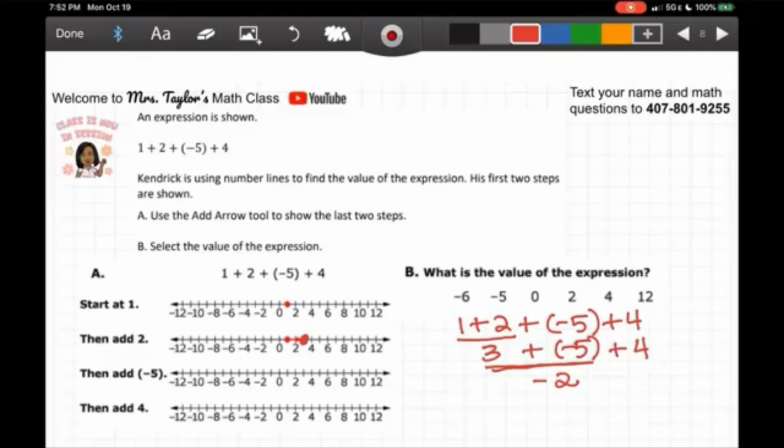Well, now I need to, from here, from 3, I need to go to negative 2. Now, I've never used the little add arrow tool, so I'm assuming that's what you're supposed to do. I just know how to do the math. And then you add 4, and then this answer is going to be 2. So I'm assuming from negative 2, you point to 2. And then you're done. So then it tells you what is the value of the expression, and of course you're going to circle 2 for your answer.